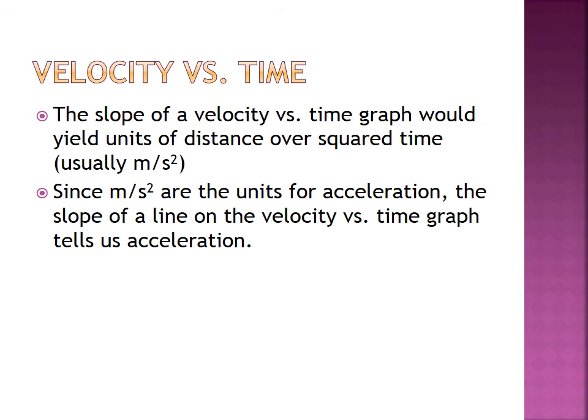The slope of a velocity versus time graph would yield units of distance over time squared, or meters per second squared. Since meters per second squared are the units for acceleration, the slope of a line on a velocity time graph gives us acceleration.